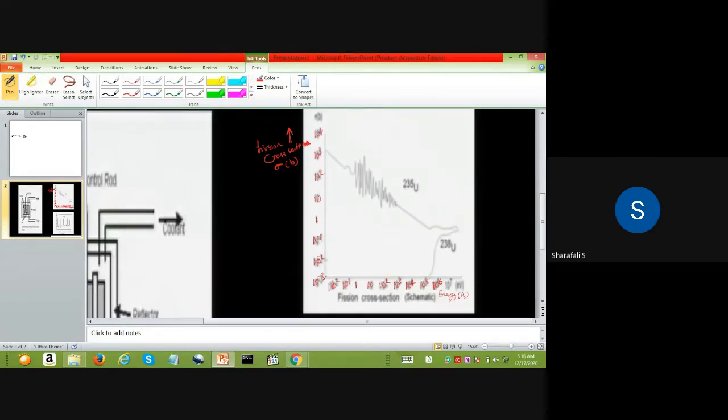So on both axes, you have a logarithmic scale. This is 10 raised to minus 2, minus 1, 1, 10, 10 square, 10 cube, 10 raised to 4, like that. So the scale is in logarithmic value. Because 10 square is 100 here, and you have 10 here, in between these two there is a 10 division.